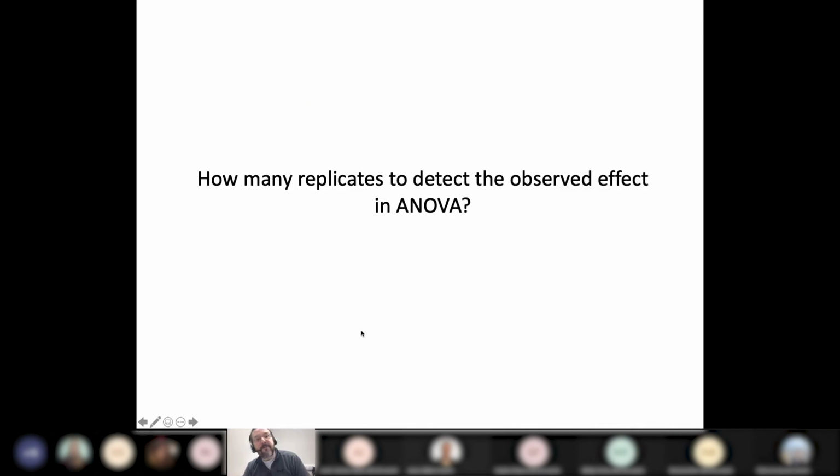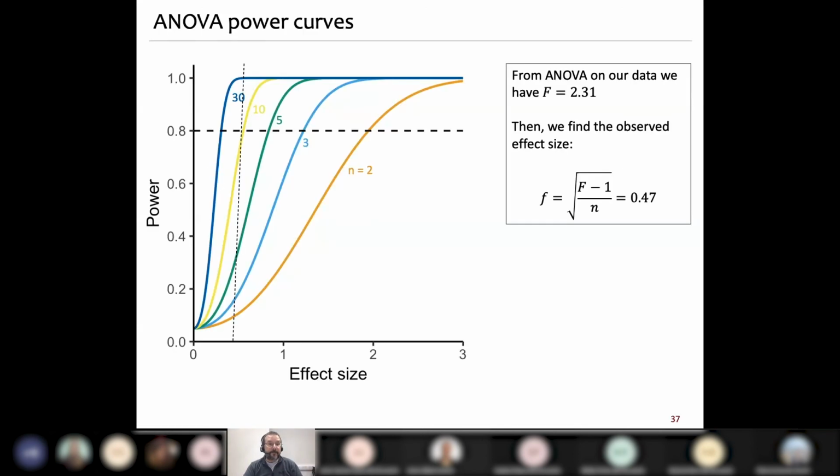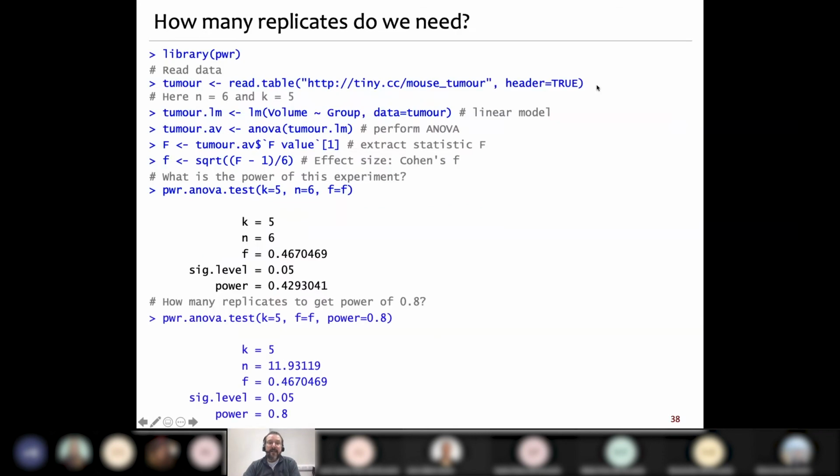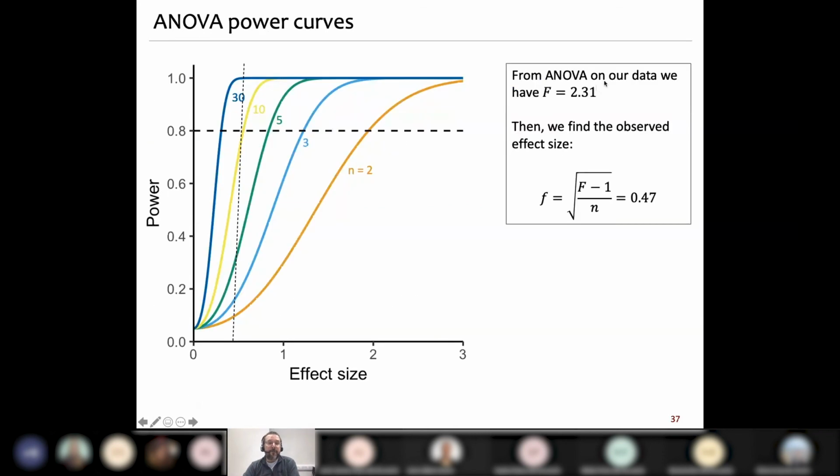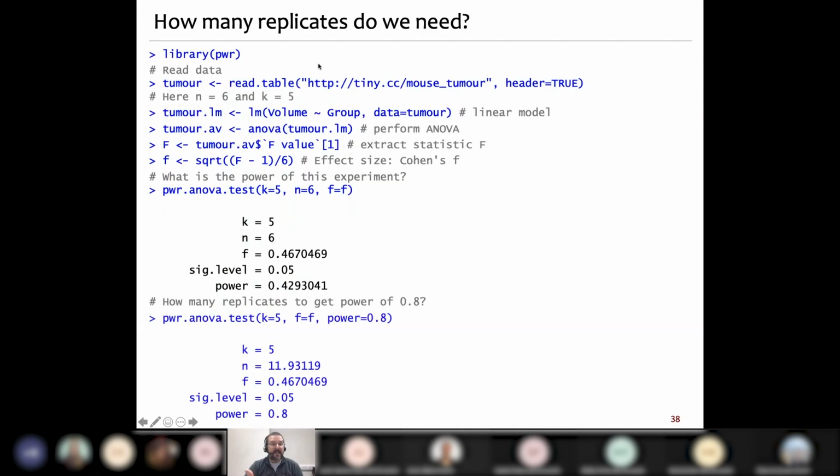Now, the second question was, how many replicas do we need to detect the observed effect size in ANOVA? And there it is. ANOVA gave us F value, the F statistic of 2.31. And from this, we can find Cohen's effect size. Remember, the F statistic, the capital F, this is not effect size. The effect size is a small f, which is given by this formula, and it's 0.47. And for this effect size, we see that in order to achieve power of 80%, we need about 10 or 11 samples or so. This is the second case. This is how many replicas we need for ANOVA.